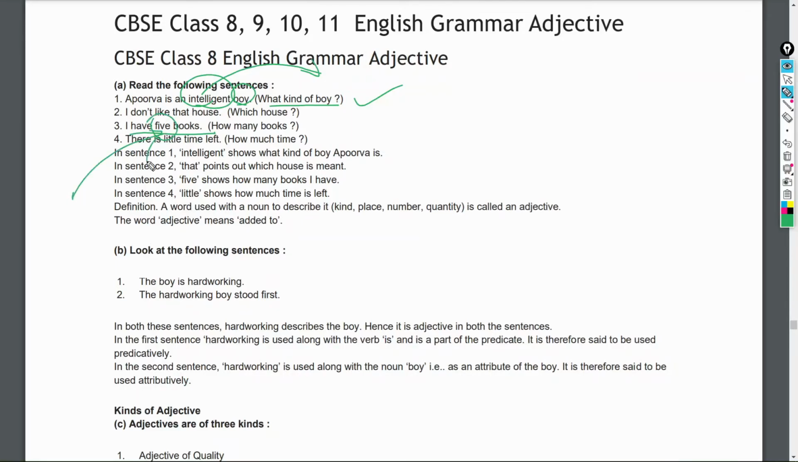5 is the adjective here, because it is coming before books and it is telling about what? Number. So when you are asking the question how many books, then 5 will be the answer. This 5 will be the adjective. Means it will be the adjective of number. So on this basis we can divide the adjective.